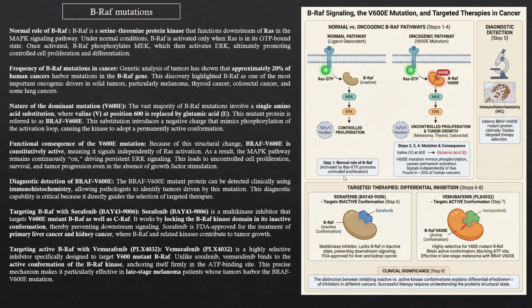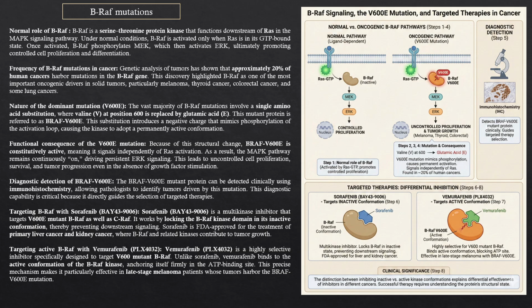So this slide focuses on BRAF mutations and their role in cancer, particularly through the MAP kinase signaling pathway. Under normal conditions, BRAF functions as a serine threonine kinase downstream of RAS in the MAP kinase pathway. It becomes activated only when RAS is in its GTP bound state, and once activated, BRAF phosphorylates MEK, which in turn activates ERK signaling, leading to controlled processes such as cell proliferation and differentiation. This ensures that cell growth occurs only in response to the proper external signals.